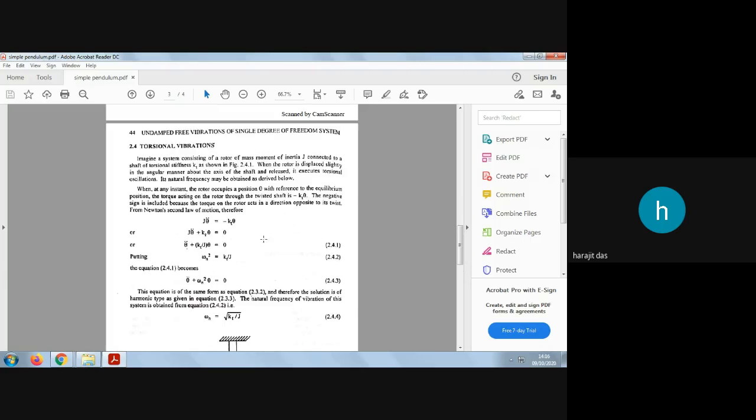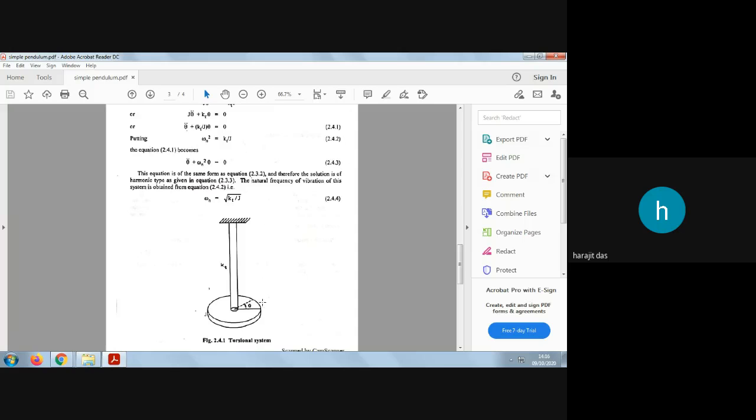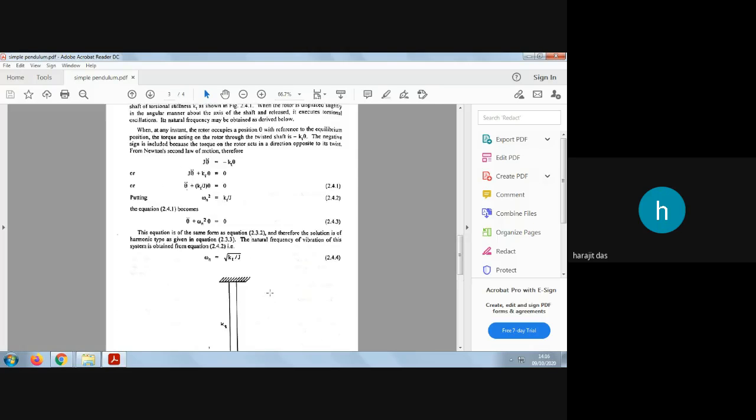Here you can see, when the rotor occupies a position theta with reference to the equilibrium position, the torque acting on the rotor through the twisted shaft will be minus Kt theta. Kt theta is in the negative direction because it will try to regain the original position of the disc. So this external torque will be equal to I theta double dot, just like the previous simple pendulum example. So minus Kt theta equals I theta double dot. This is Newton's second law of motion.